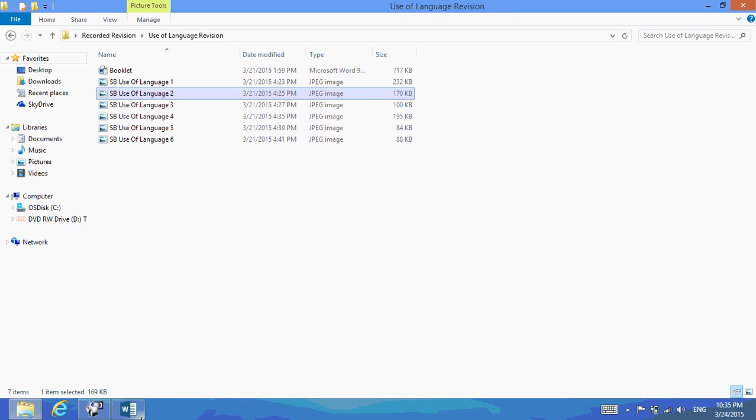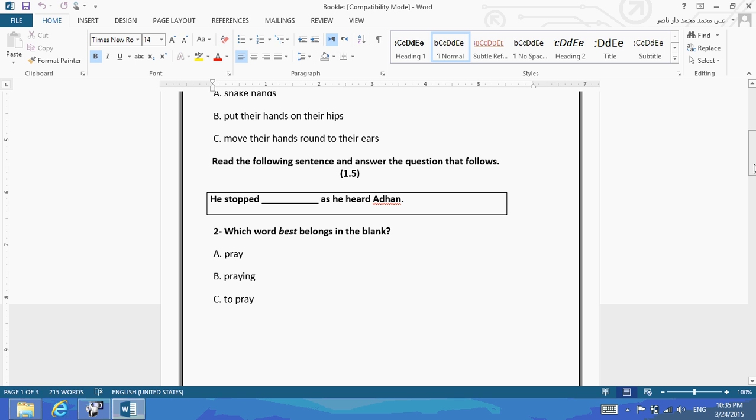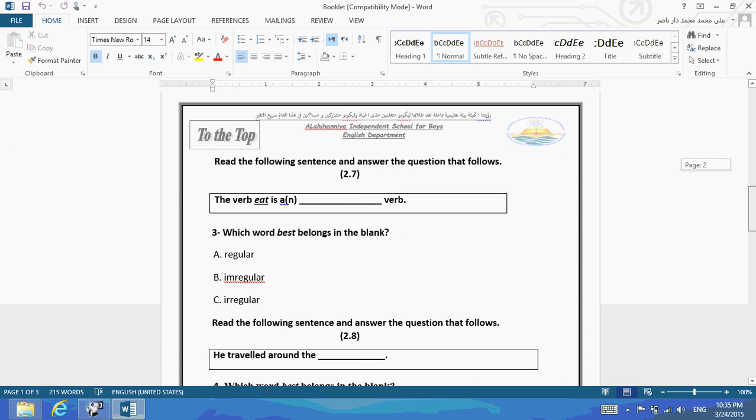The third item of use of language is concerned with the standard 2.7. The standard 2.7 is about prefixes for negating. Let's consider this example. The verb eat is a or an verb. Which word best belongs in the blank? Regular, irregular, irregular. You've been told before that words starting with the sound r should be negated, at most, with the prefix ir. So the answer is C, irregular.